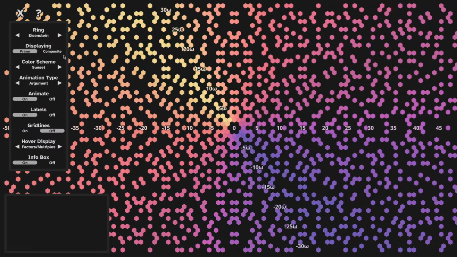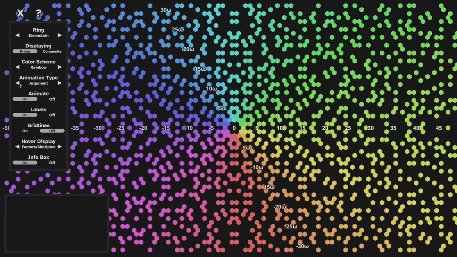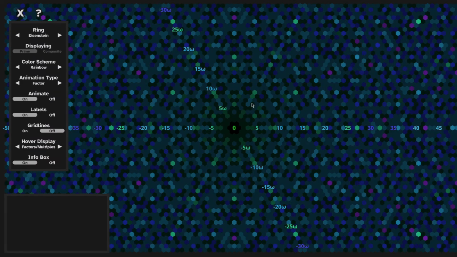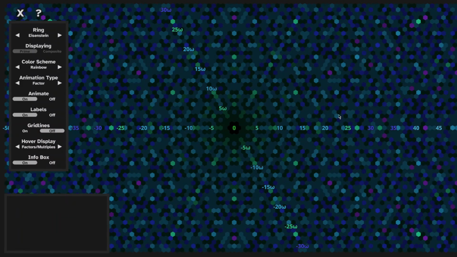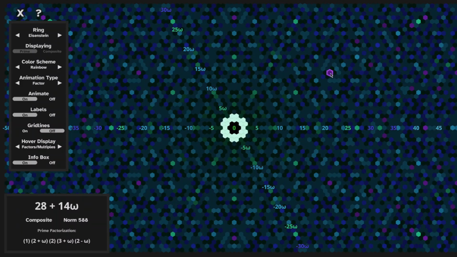And you can switch to display composite, you can change the color or the way that it's colored, turn on the grid lines. You can also color by factor. So the darkest numbers are the primes, and then the lighter you get, the more factors you have, where green corresponds to having a lot of the same factors. In the bottom left, we see this is 2 plus omega to the 5th power. And then purple corresponds to having a lot of different factors. This has 4 different prime factors.